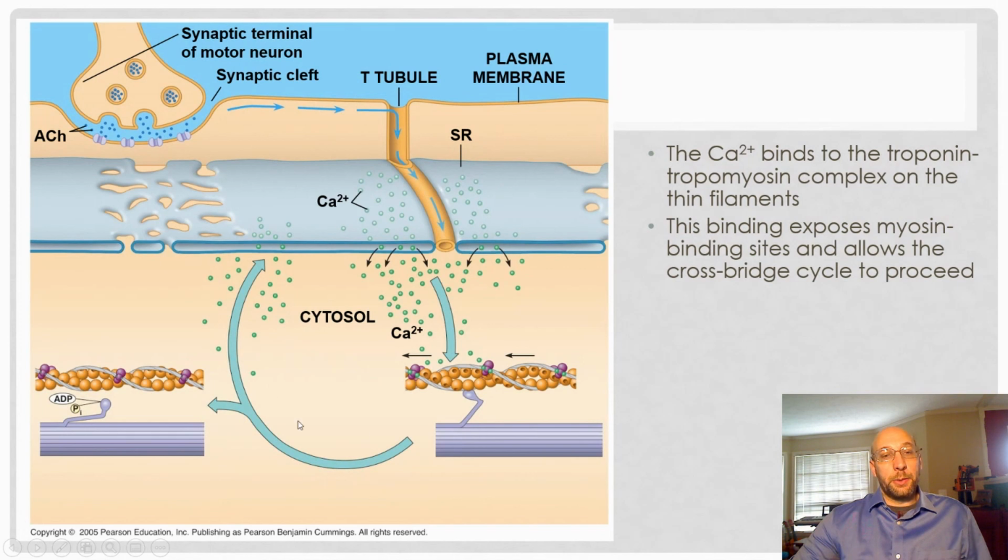When calcium is released into the cytosol, it then binds to the troponin complex of the tropomyosin, causes the tropomyosin to move out of the way, exposing the myosin binding sites on the thin filament. The myosin head then can bind when ATP is hydrolyzed, and it can push along the thin filaments and cause contraction of the skeletal muscle.